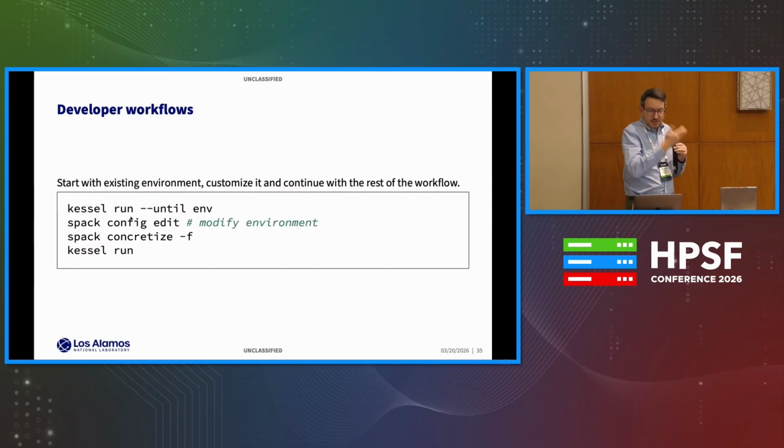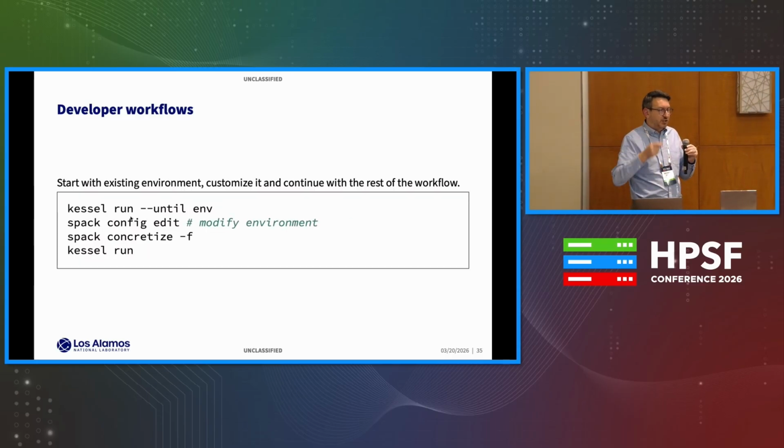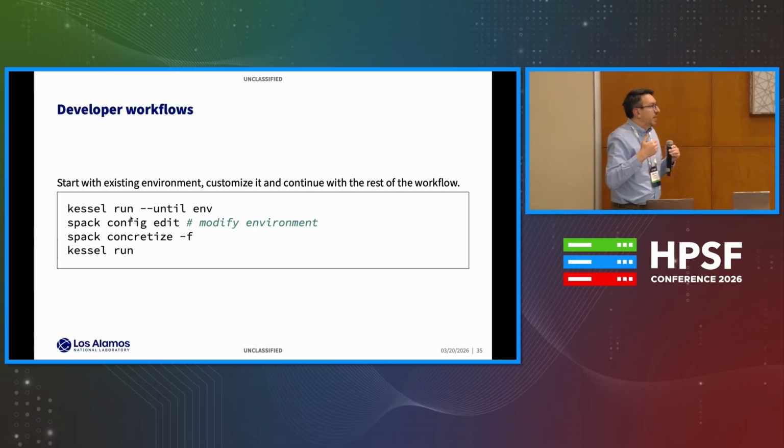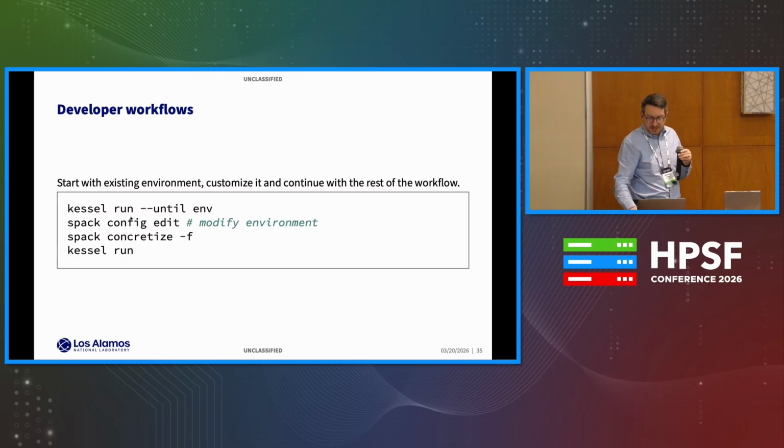And then another example would be, so you have some developer environment and the developer wants to go in and maybe change something about it, maybe a different version of Boost. So they do a Kessel run until the environment is set up, do regular SPAC commands, modify something, reconcretize, and then do the complete Kessel run on top of it. So this is just to show Kessel does automate a lot of things, but at the same time gives you the power to just dive in, and it doesn't try to reinvent the wheel. It's just trying to give you this extra layer of abstraction to automate things.